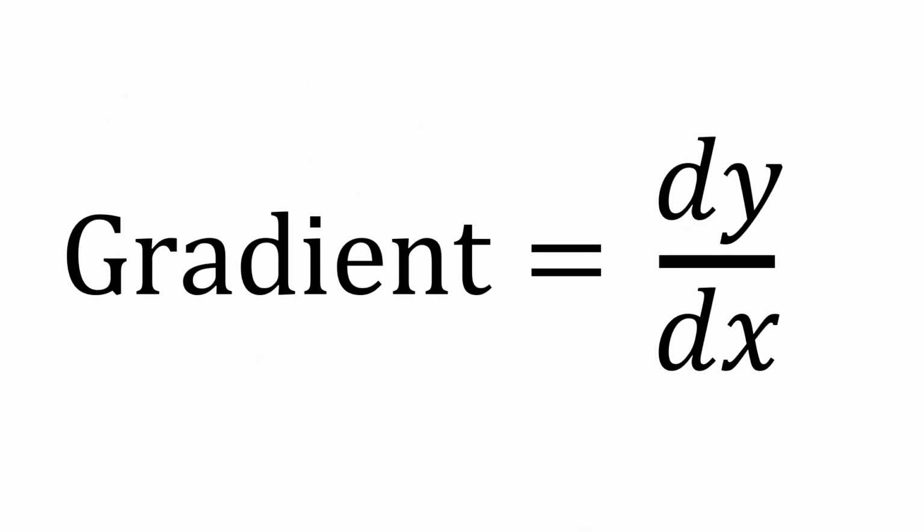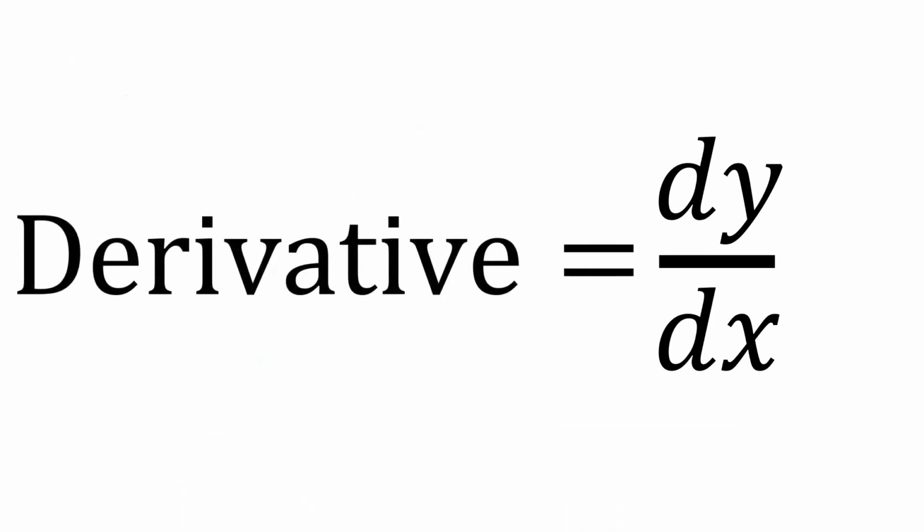So, there you go. The gradient is dy over dx. And this is what we call the derivative. So by definition, this is the steepness. And that steepness teaches us the rate of change. Okay, remember, it's all about change.